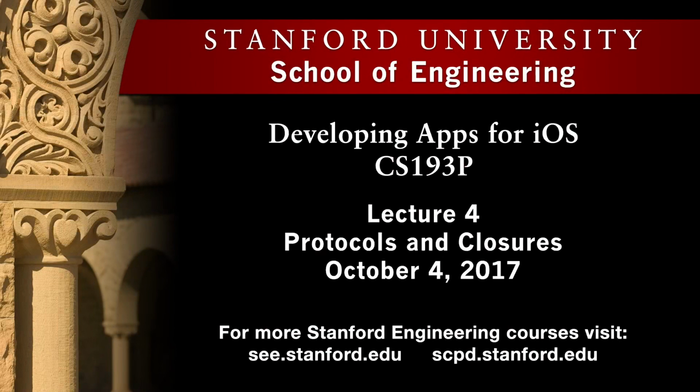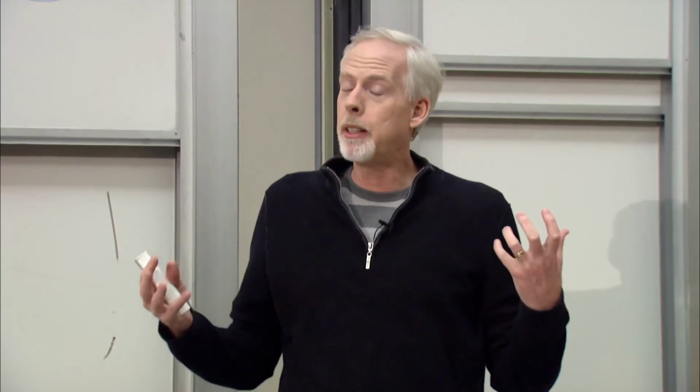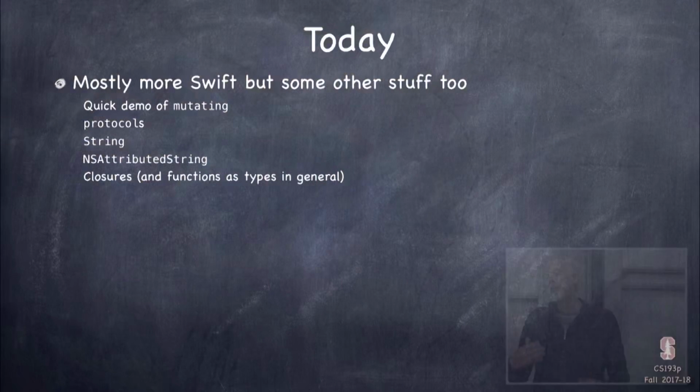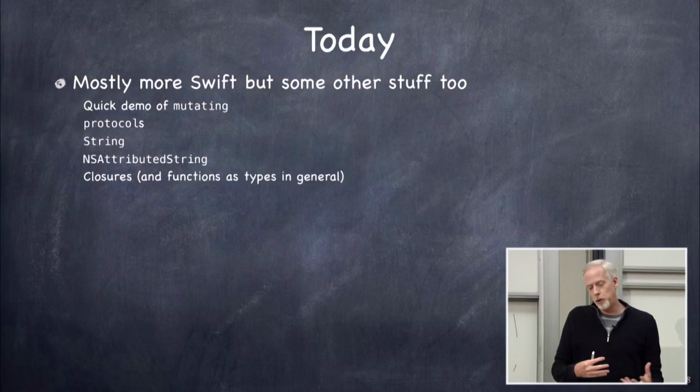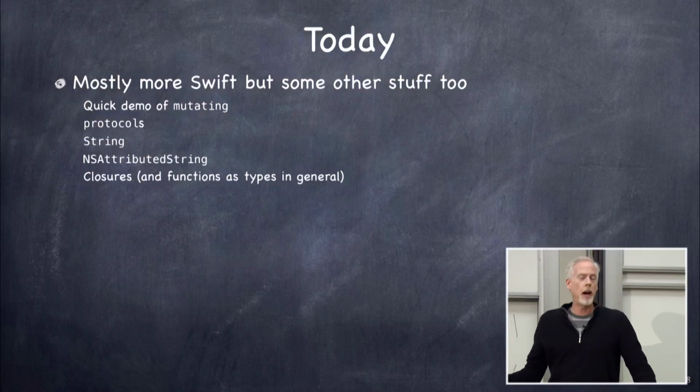All right, well, welcome to lecture number 4 of Stanford CS 193P, fall of 2017. Today, we're going to continue to talk about Swift. This will be the last we talk about Swift. After this, we're pretty much going to assume you know Swift, and obviously we'll be learning on the fly as you go. But starting next week, we're going to dive right into iOS, UIKit, and all that.